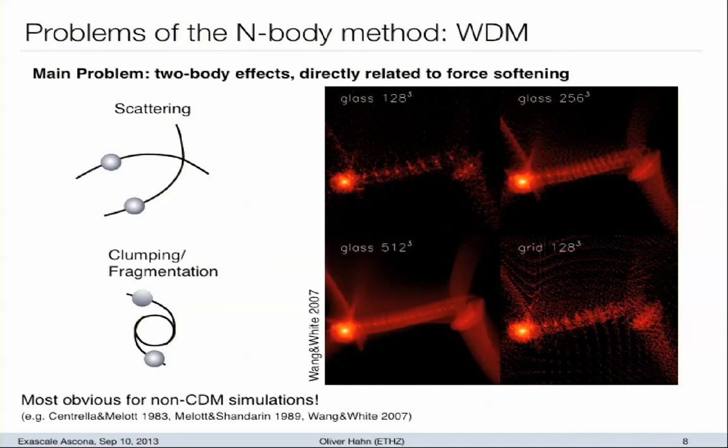What you see is you get these beads on a string that line up, and it doesn't matter how you initially distribute your particles. They always show up, and they only go away, at a linear level, when you increase the resolution. So you clearly have a sign of two-body effects, of either scattering or clumping fragmentation. You're not in the fluid limit already here.